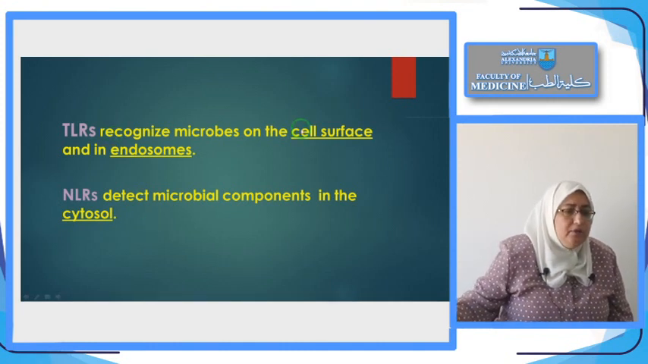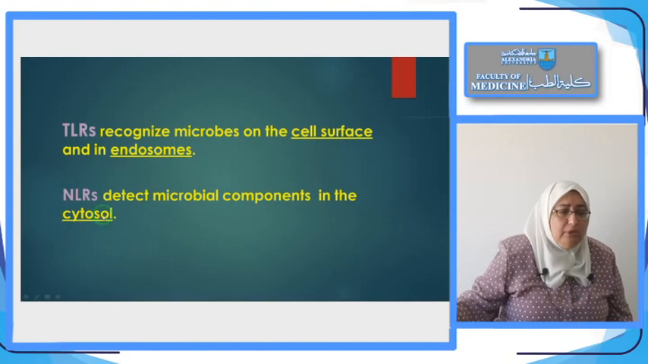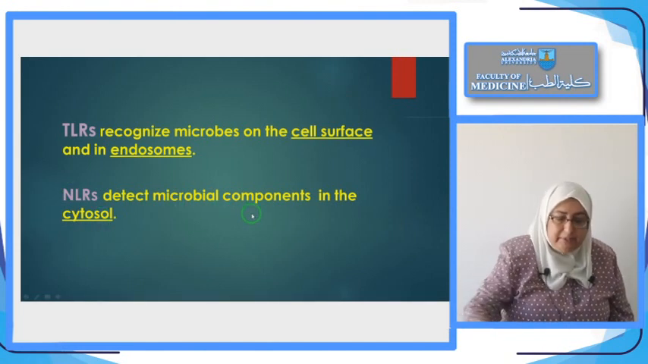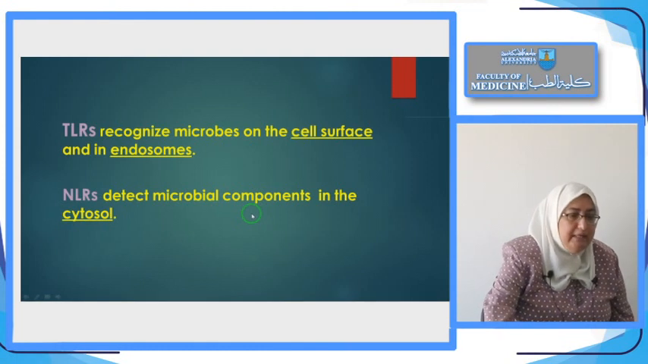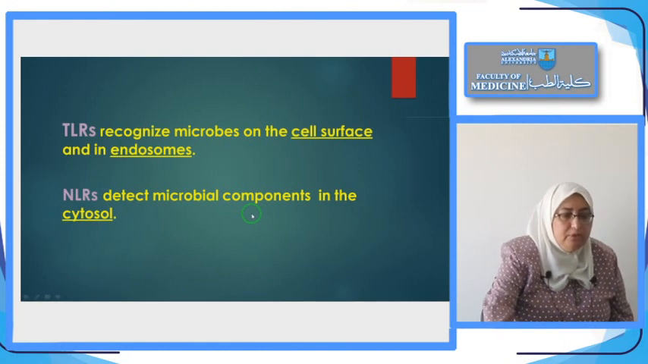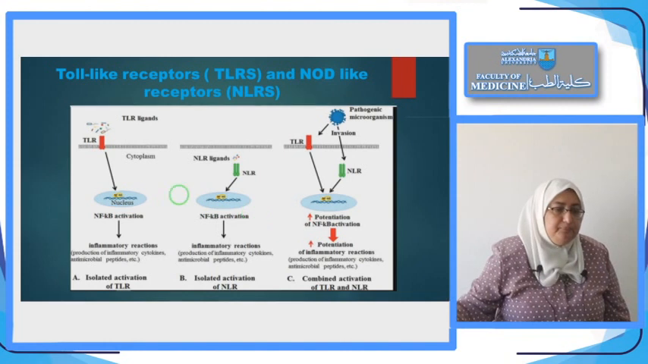So toll recognizes on the surface and in the endosome. Toll on the surface recognizes the surface of extracellular microbes. The nucleic acid of microbes binds to endosomal toll, while NOD, in the cytosol, in the cytoplasm, recognizes cytoplasmic PAMPs. Both of them end in inflammation, fever, and phagocytosis to clear the pathogen.